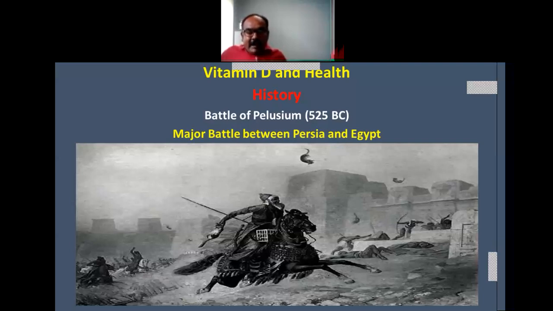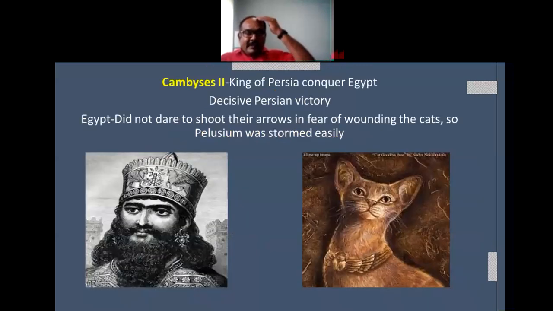So it's the Battle of Pelusium, the major battle between Persia and Egypt, in which you can see a soldier sitting on horseback and he is throwing a cat towards his enemy, not shooting the arrow. He's a Persian soldier, especially throwing cats. We'll see the thing. Next. So the thing is that Cambyses, the king of Persia, won the war actually.